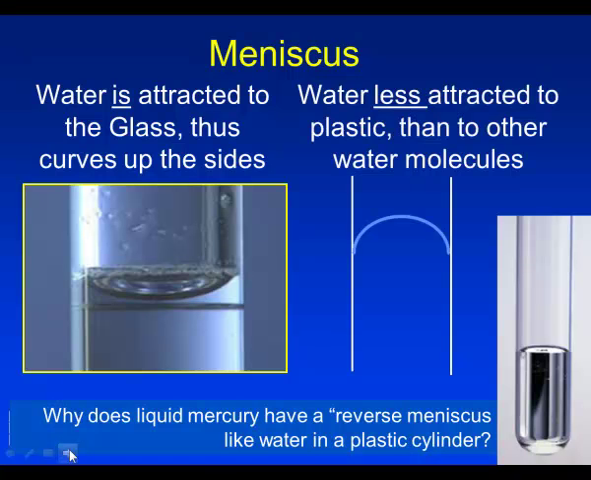And that's what it would look like with water in a plastic cylinder. You get sort of a reverse meniscus that way as well, because the water molecules are more attracted to each other than they are to the plastic, so they tend to bunch up. Not quite as dramatic as it looks in that picture, but if you have a thin plastic graduated cylinder, you can see the effect.